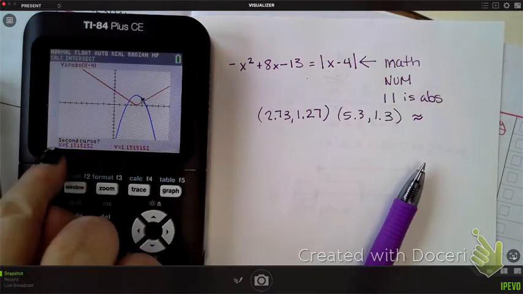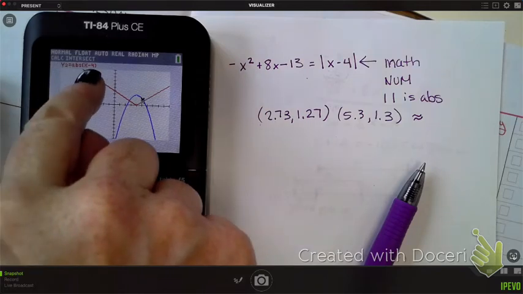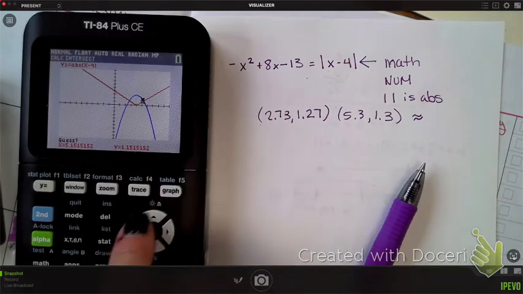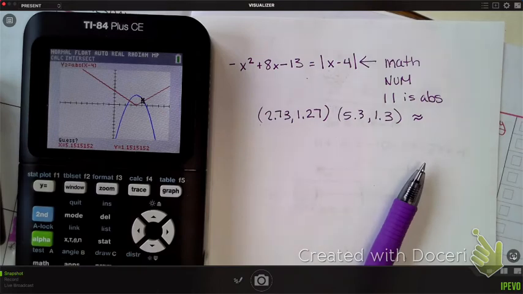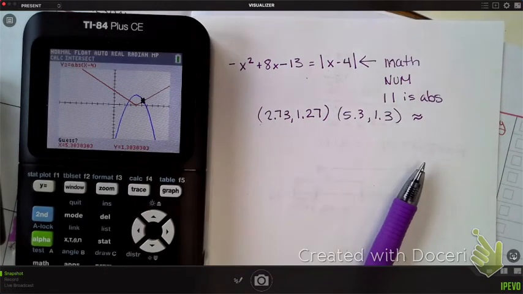Now it says second curve, and did the equation change? Yes. Hit enter. And then it says guess. Get pretty close to your guess on the right-hand side. It doesn't have to be exact, just be close. And hit enter.